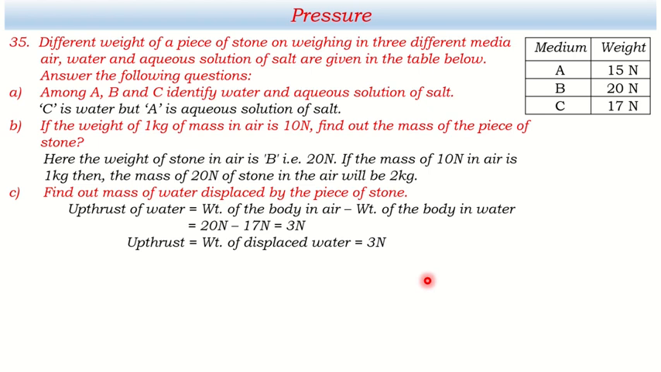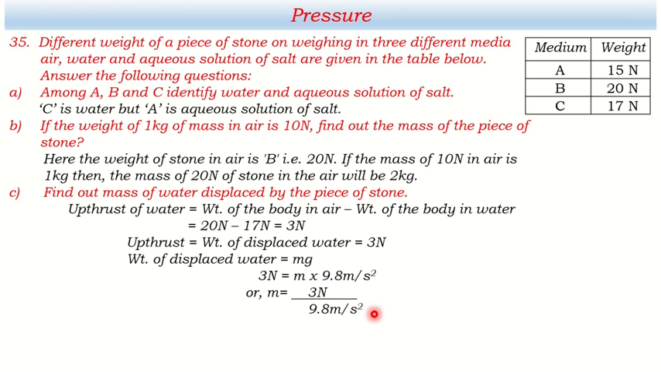If 3 Newton is the weight of displaced water, W equal to mg can be used to find the mass of the displaced water. Weight of displaced water is 3 Newton, m we are going to calculate, g is 9.8 meter per second square. Now dividing 3 Newton by 9.8 meter per second square, we'll get this result. This is equal to 0.306 kilogram.